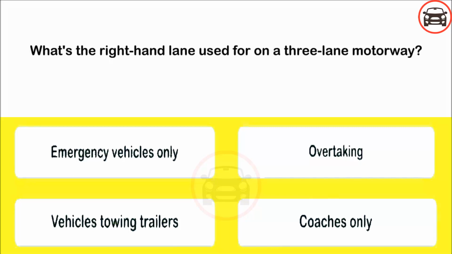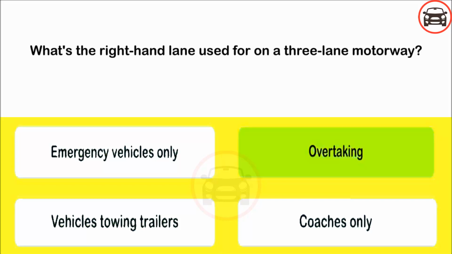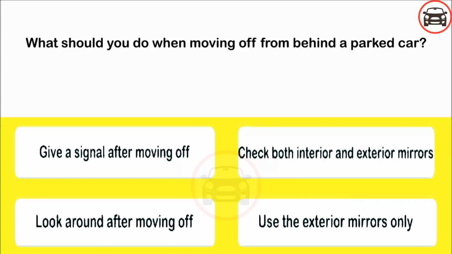What's the right-hand lane used for on a 3-lane motorway? Emergency vehicles only. Overtaking. Vehicles towing trailers. Coaches only. Overtaking.